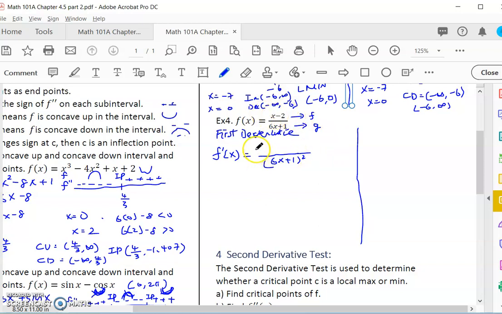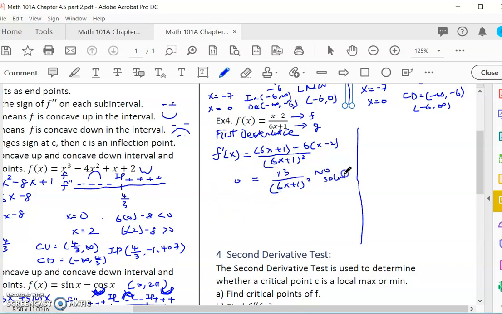Let me do the quotient rule first. Derivative of x minus 1 is 1. 1 times 6x plus 1. And then minus 6x plus 1, derivative of this, so 6 times x minus 2. So it turns out that the 6x and 6x cancel. I have 1 plus 12, which is 13. 13 over (6x plus 1) squared. Oh no, squared. So there is no solution to equal to 0.